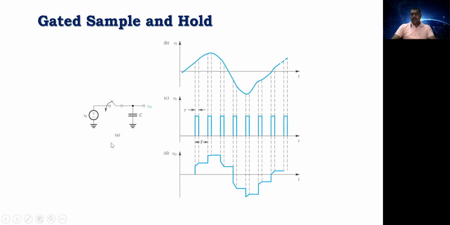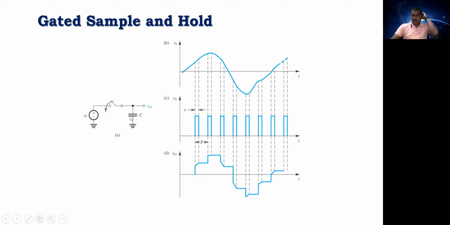Now the gated sample and hold circuit. Now this is again a very nice circuit. I'm just telling you the brief idea of the sample and hold circuit. Then you'll actually see the sample and hold circuit. So this is that analog signal, and these are the clock pulses which are being provided. And this is a capacitor.